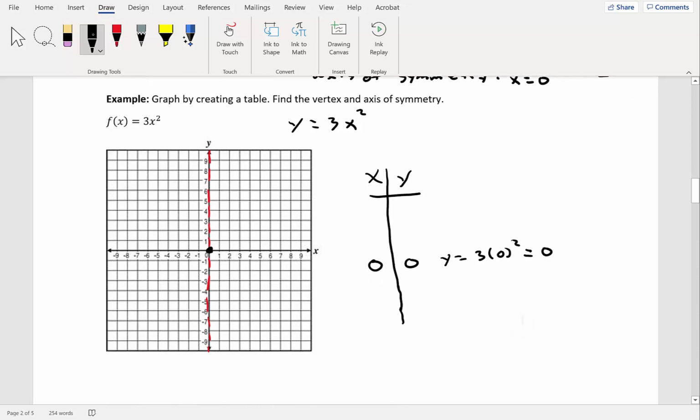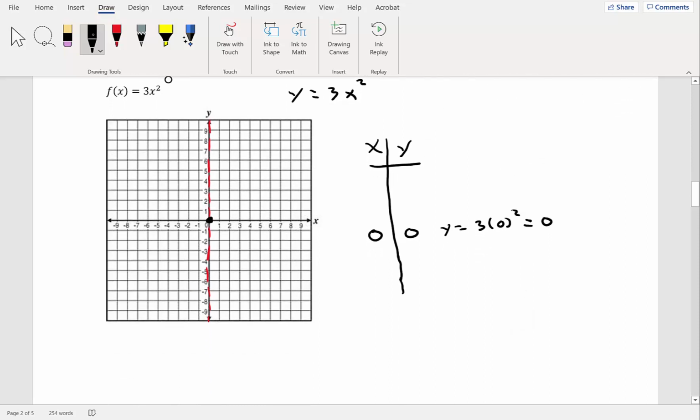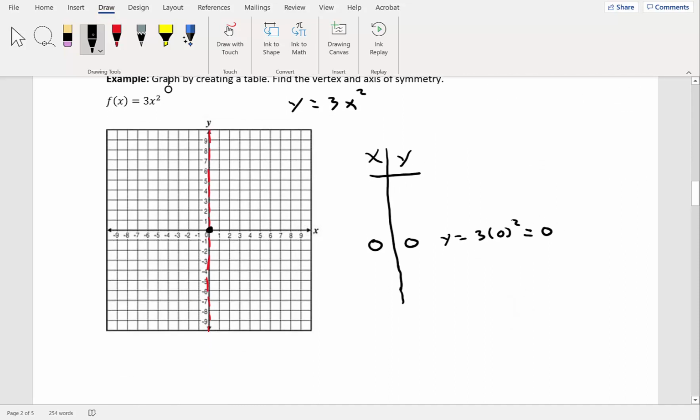So we found our vertex and we drew our axis of symmetry. Now we could go ahead, pick some values for x, and then figure out what y is equal to. Let's go ahead and plug in 1 for my x. I get y is equal to 3 times 1 squared. Well, 1 squared gives me 1. 3 times 1 gives me 3. So now I have an additional point. So I have the point 1, 3.